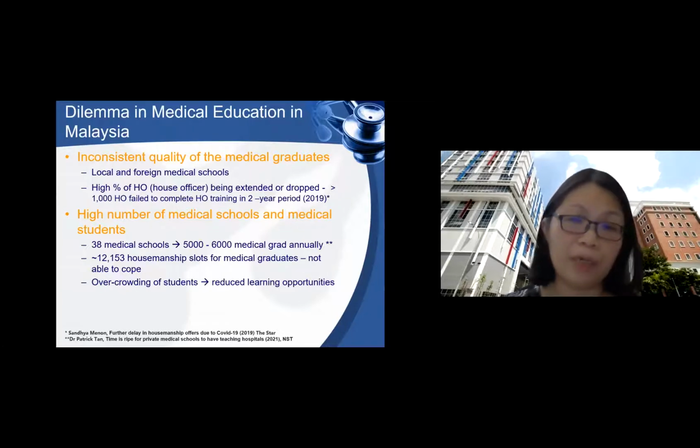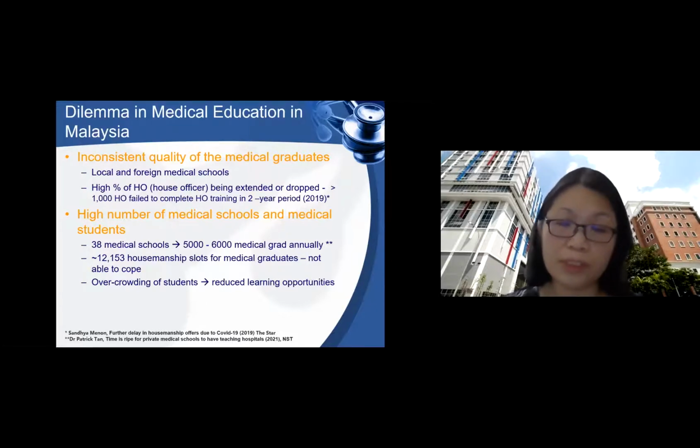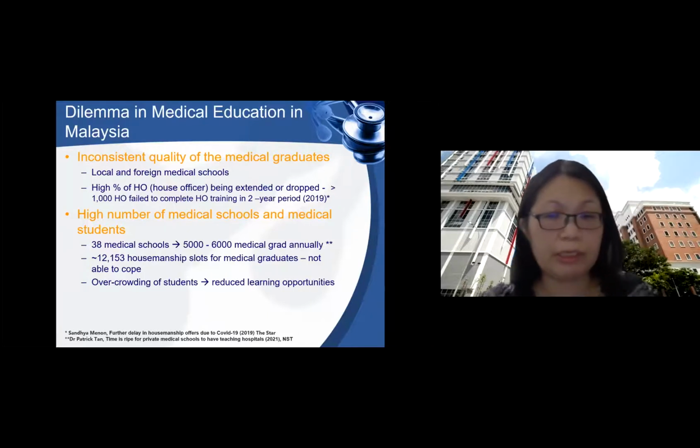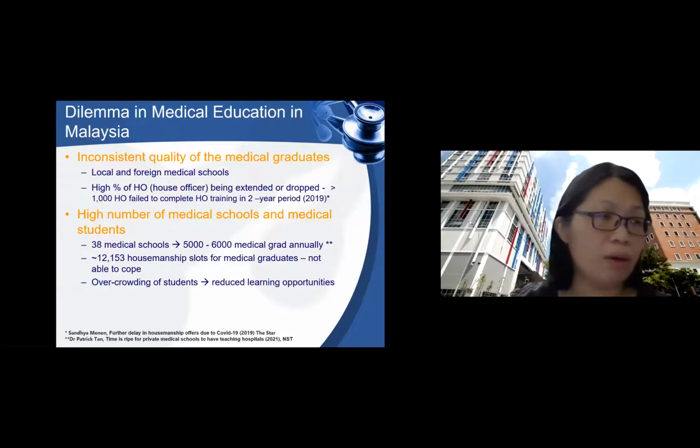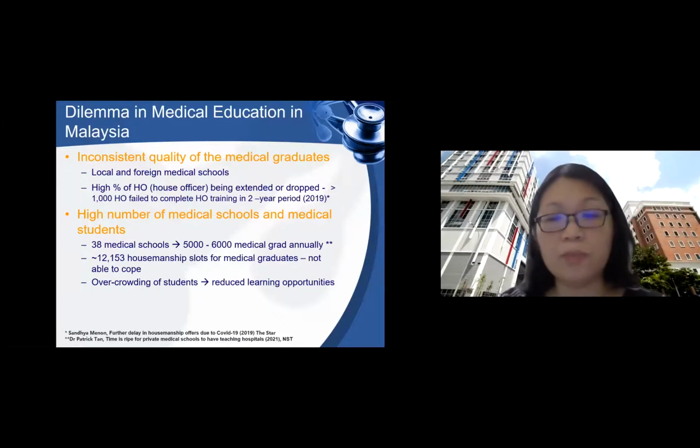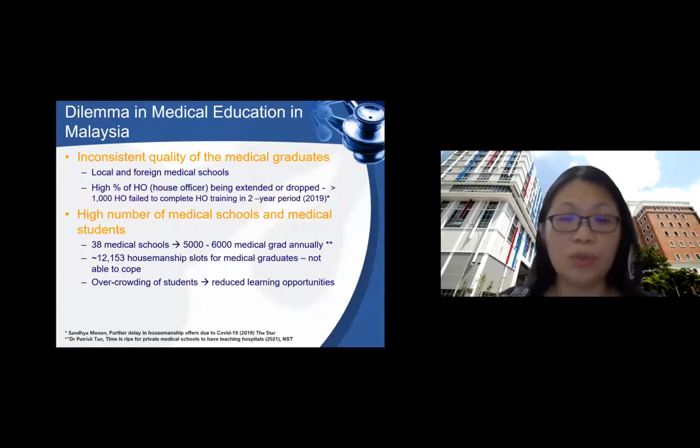Also, because of the high number of medical schools, in order for the medical students to have enough training during their medical program, the students need to go to a dedicated hospital to do their skill training. Only a certain number of public hospitals have the capacity to allow students to have their skill training. So the slots are also quite limited.